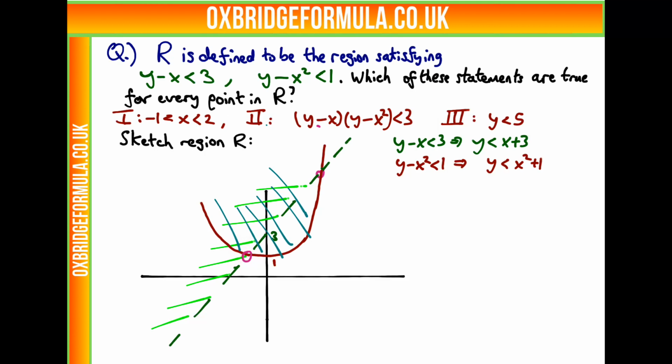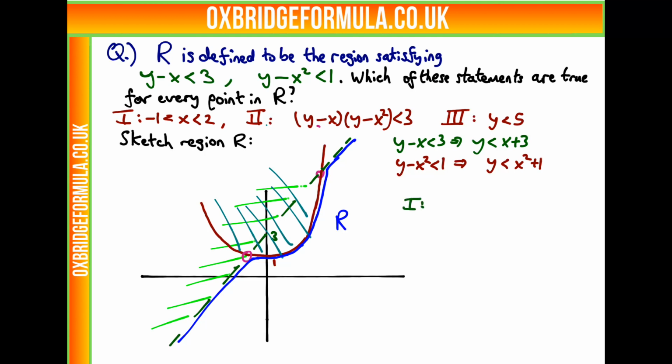So we've shaded this bit, and we note the two intersections here. So what is our region R? The region R is basically the region that is not shaded. So it's precisely going to be this region here, following this blue curve. So now we've got our region R. Let's analyse our three statements.